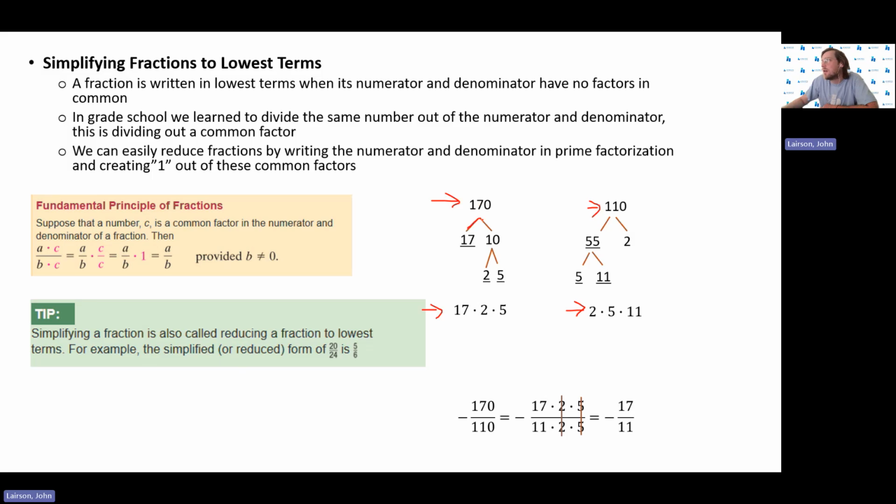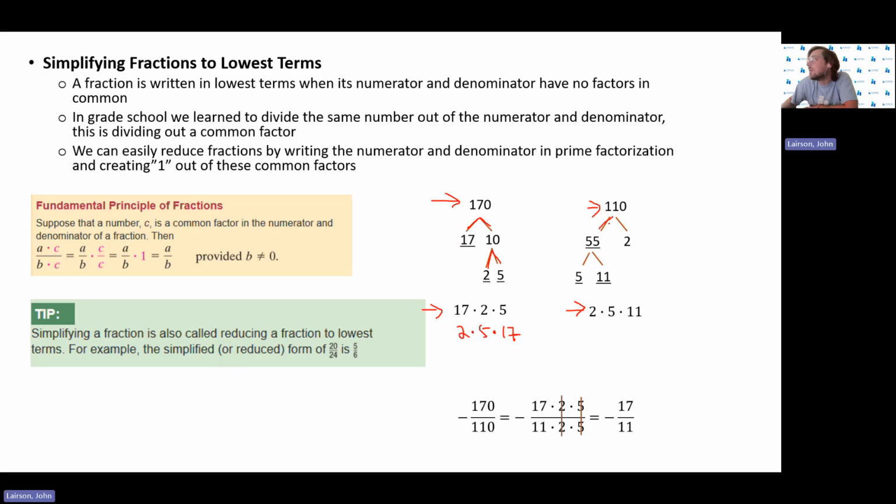170, ends in 0, so 10's a factor. 17 times 10. 17 is a prime number, so we're done with that. 10 is 2 and 5. Just for my sake, I like to write them in order. So I'm just going to rewrite this: 2 times 5 times 17. You don't have to. This is fine. I always do it this way, though.